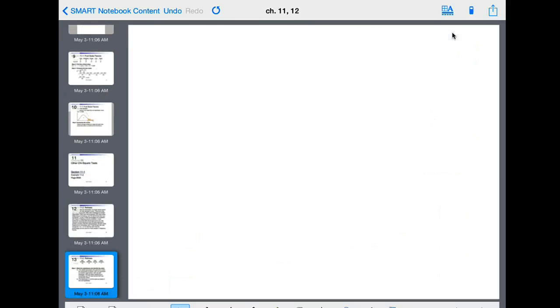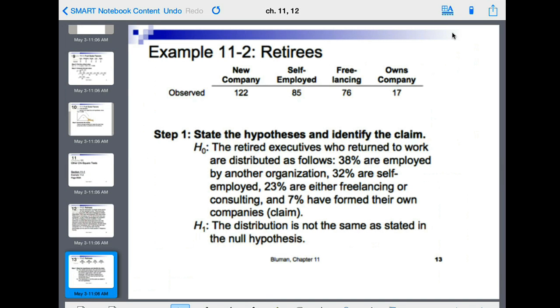Okay? So observed. This is what was observed. New company, 120. Self-employed, 76. 17 owned company. Now what we have here is our null hypothesis, and I wanted to point out what they did here. This is a very long null hypothesis.